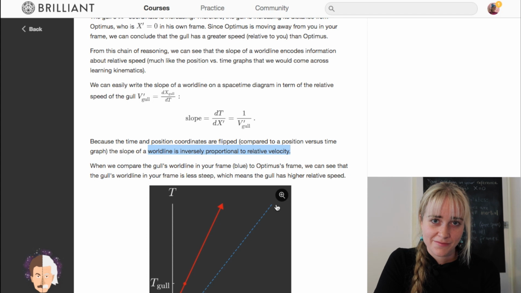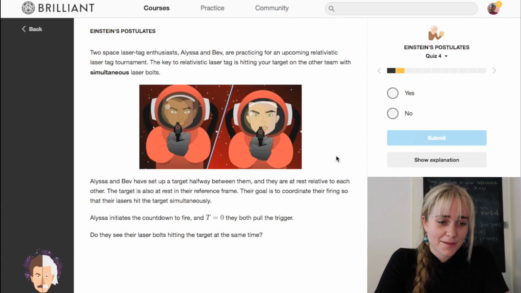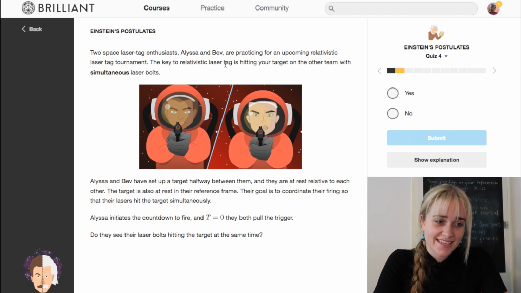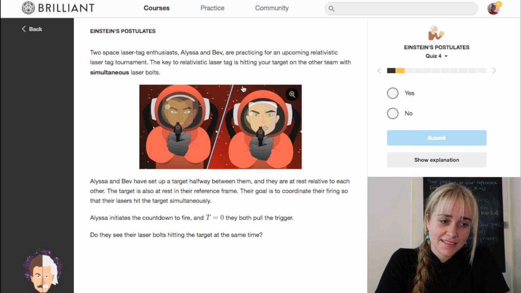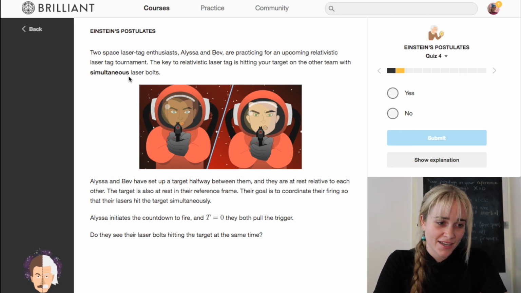Now we're going to extend our examples to something that's referred to on Brilliant as relativistic laser tag. So in this game we're going to have two people, Alyssa and Bev, and they're practicing for a laser tag tournament, and they win by hitting the target on the other team with simultaneous laser bolts. So they both need to hit this target at the same time.